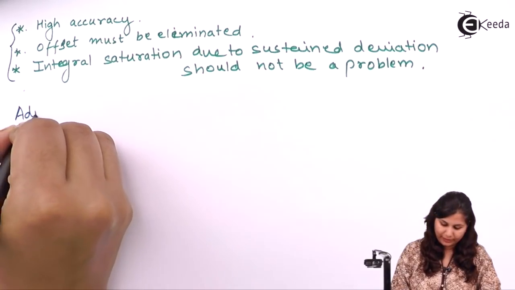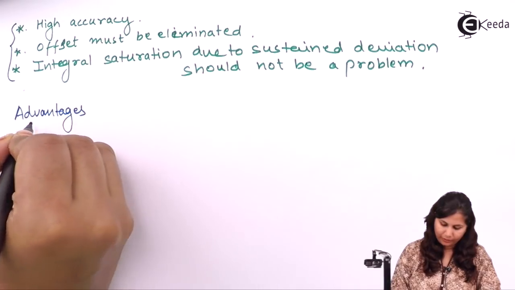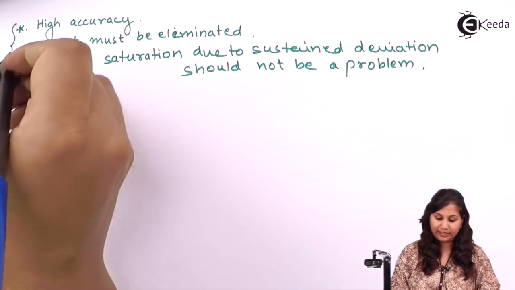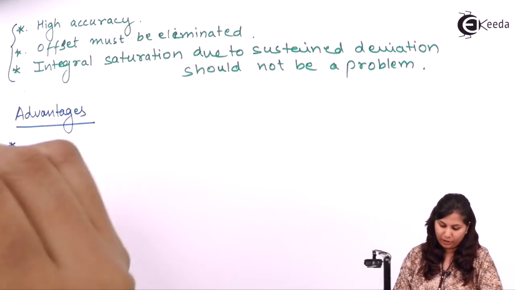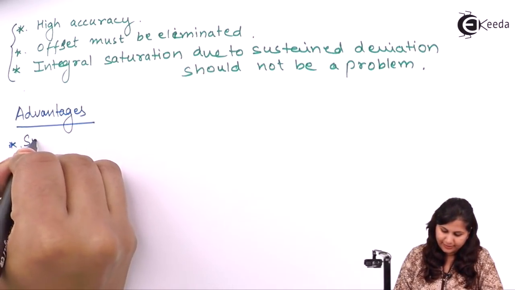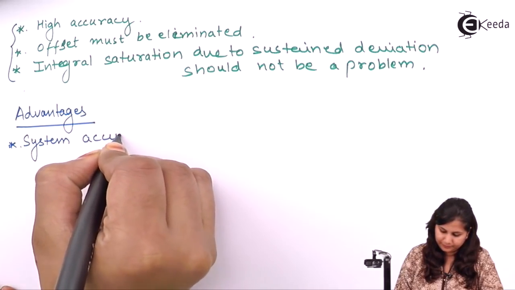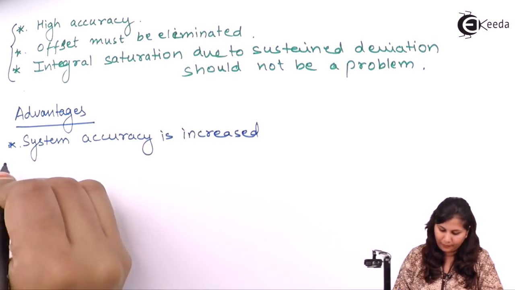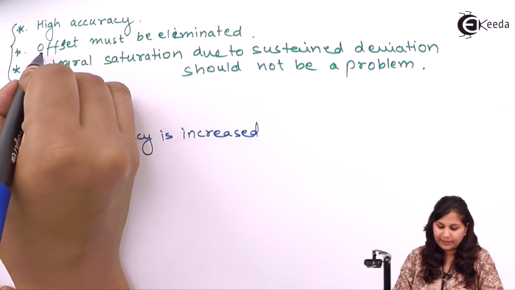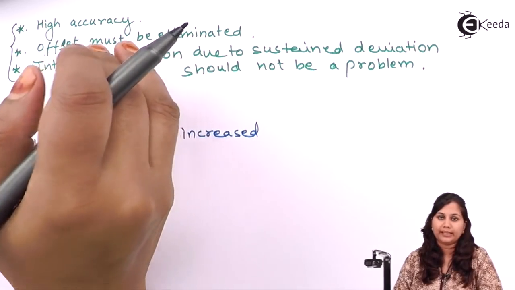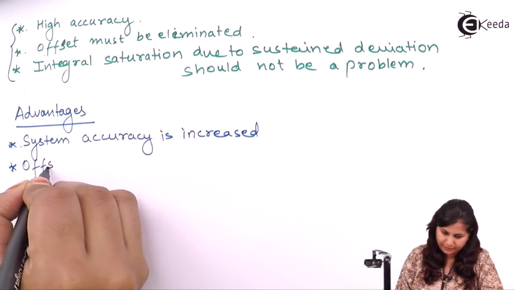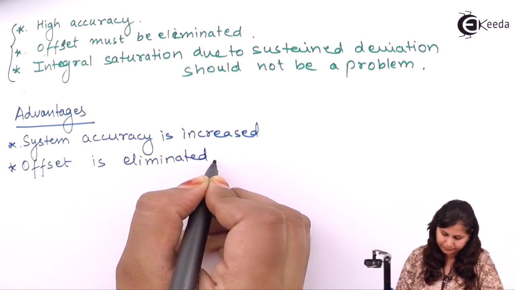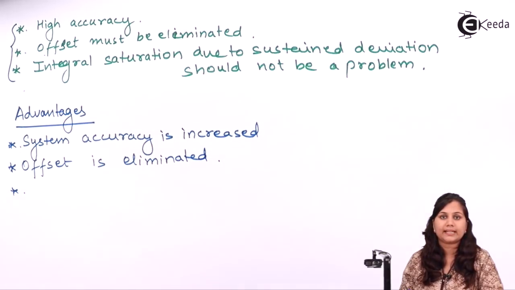Now advantages and disadvantages. The advantage of proportional integral controller is that the system accuracy is increased. That's why it is used where high accuracy is required. Also, it eliminates the offset. That is why it can be used at the places where offset must be eliminated. Also, steady state error is minimized.